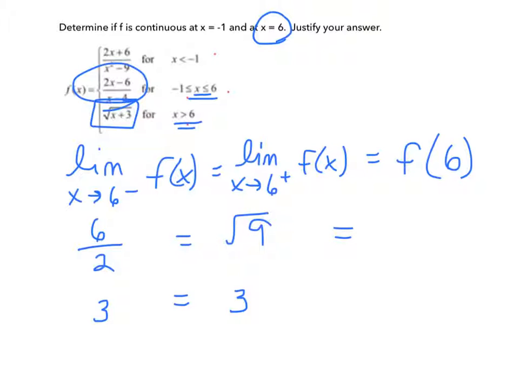So f of 6 is asking when is x equal to 6. You can see that x is equal to 6 here. And so therefore we're taking that first rule that we were working with over on the left-hand side here. And so we can tell that f of 6 is in fact 3.